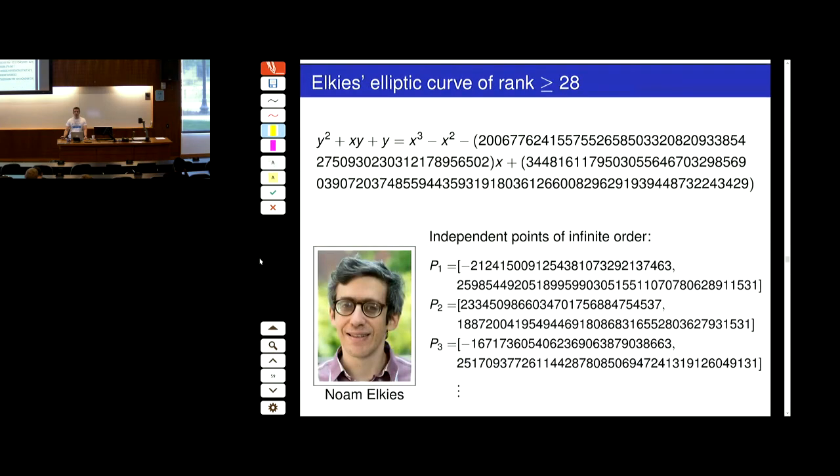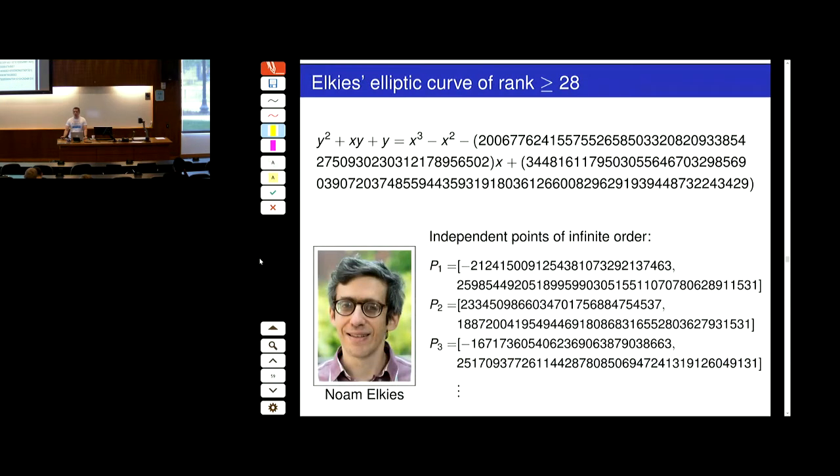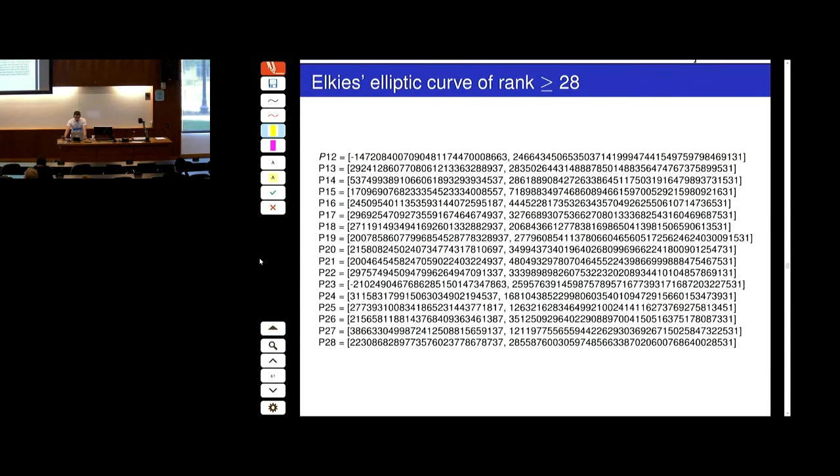So what do we know? The evidence is actually very thin for the ranks to be arbitrarily large. However, the largest rank we know, Elkies found this elliptic curve of rank 28, or at least 28. I think if we assume BSD or some other standard conjectures, you can prove that the rank is exactly 28. But it's not even provably 28 at this point. This is the highest rank we know. So there are points of infinite order. There are 28 of them. Here are points 1 through 3, 4 through 11, 12 through 28.